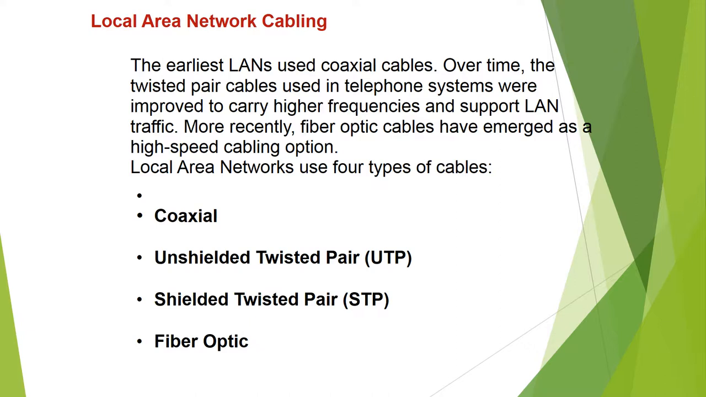Local area network cabling. The earliest LANs used coaxial cable. Over time, the twisted pair cable used in the telephone system was improved to carry higher frequency and support LAN traffic. More recently, fiber optic cable has emerged as a high speed cabling option. LANs use four types of cable: coaxial cable, unshielded twisted pair (UTP), shielded twisted pair (STP), and fiber optic.